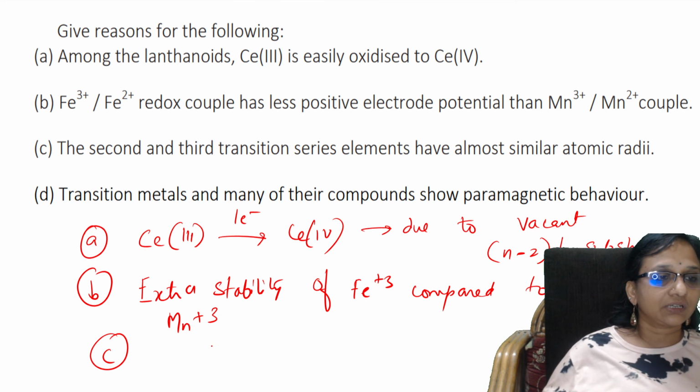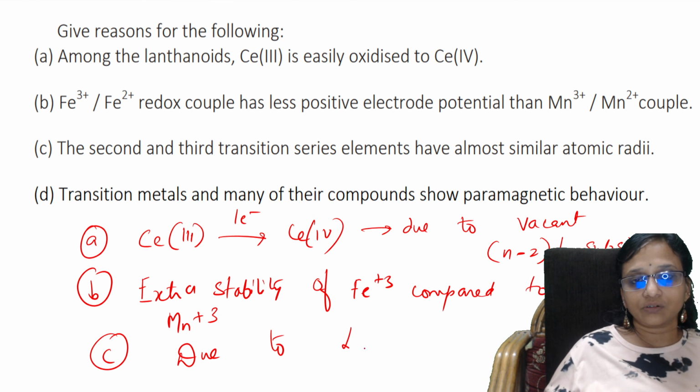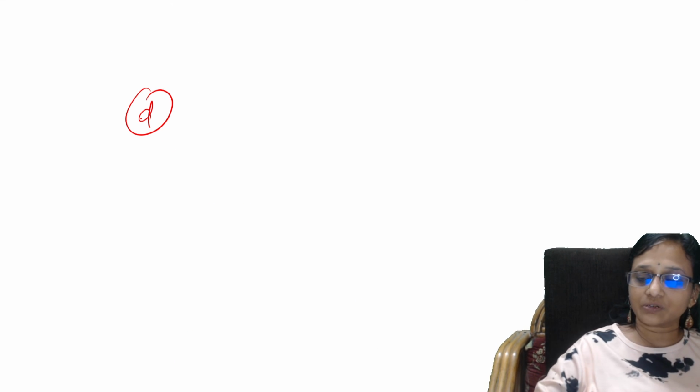Third question. Second transition elements and third transition elements have almost similar atomic radii due to lanthanide contraction. Done. Easy. Next. Do I have place? Yes, I have place. The fourth point I forgot. Sorry. What is the question?